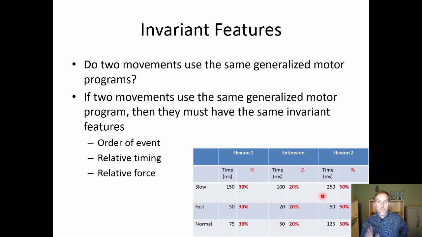Okay, so back to this silly made-up example. What we've seen so far is that yes, they have the same order of events. They're all flexion, extension, flexion. Do they have the same relative timing? Yes, they're all 30, 20, 50. But we don't know yet about their relative force. So we could say that they likely use the same generalized motor program, but I've also made up some data here for the relative force, so we can check the third and final criterion.